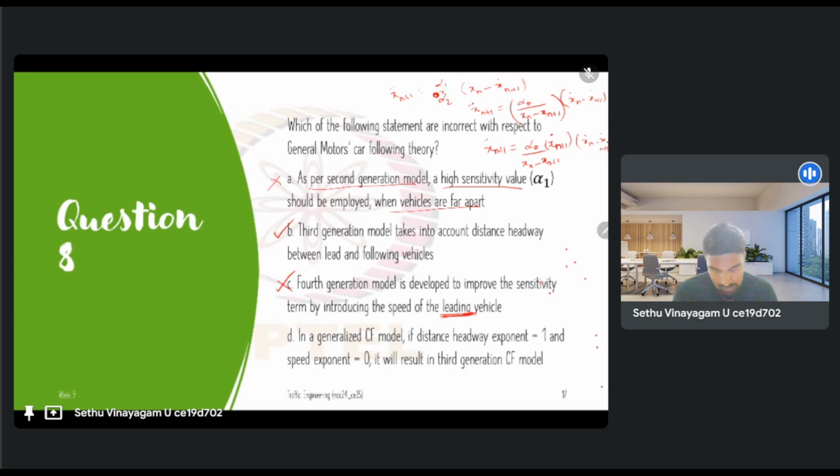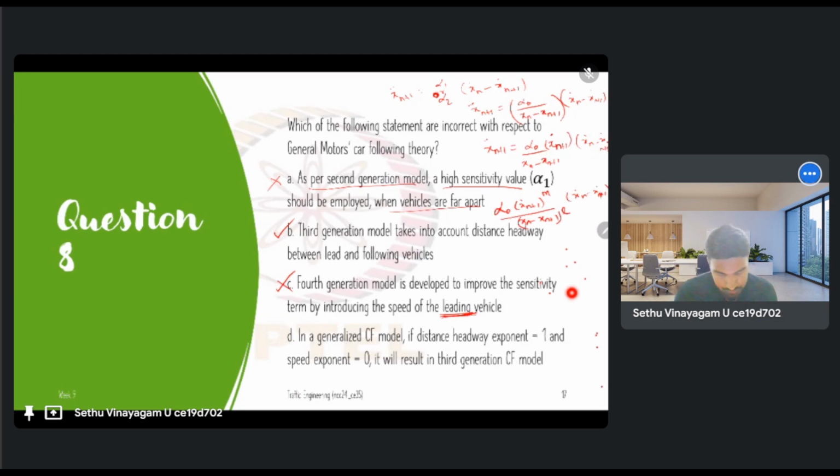D is, in a generalized car following model, if the distance headway exponent is 1 and the speed exponent is 0, it will result in the third generation model, okay? So the fifth generation model had the speed of the follower with an exponent, right? So power of m, and the spacing also had another exponent, okay? It's called L, and then the stimulus.